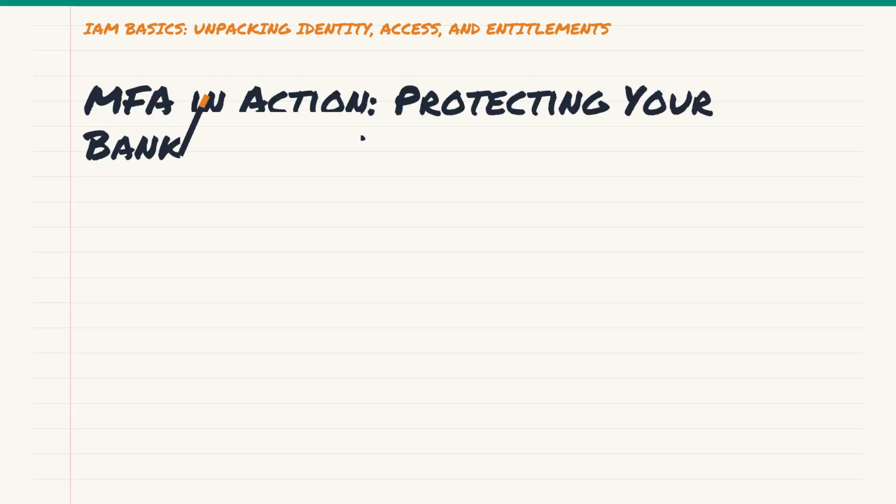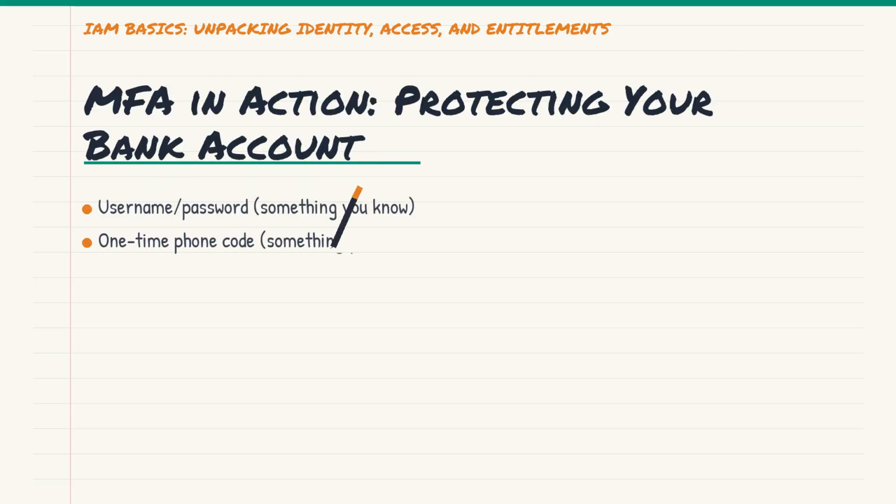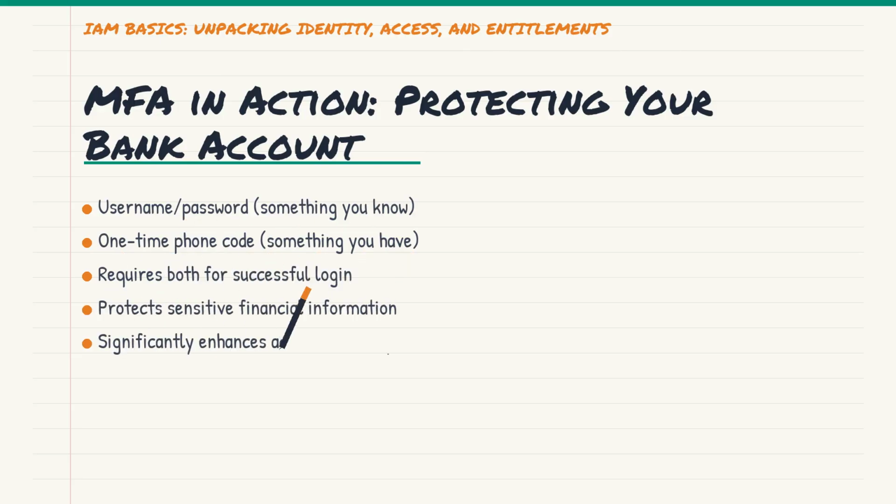Let's walk through a common MFA example, logging into your online bank. First, you enter your username and password, which is your something you know. The bank then sends a unique, one-time code to your registered mobile phone, which is your something you have. You enter that code on the banking website, and boom, you're in. This two-step process makes it incredibly difficult for an unauthorized person to access your money. Even if a scammer gets your password, they'd also need physical access to your phone to get that second code. It's a fantastic layer of defense for your most sensitive information.